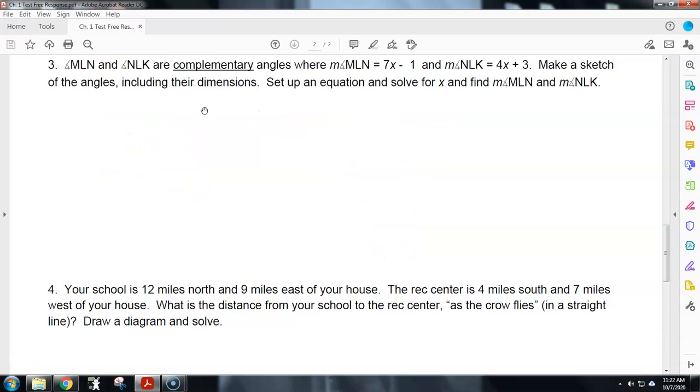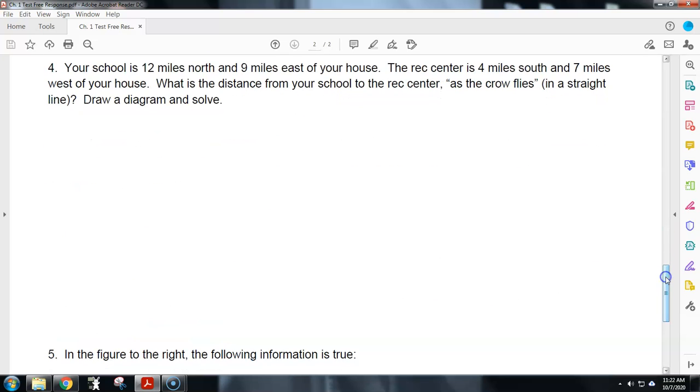Next question. The old north, south, east, west that we've done on the practice test and on the quiz, and we did it on the homework, so hopefully you're getting better at these. The school is 12 miles north, 9 miles east of the house. So the school is 12 north, 9 to the east. That's the school. The rec center is 4 to the south and 7 to the west. And this is the rec. And basically we need to figure out how far it is from point to point.